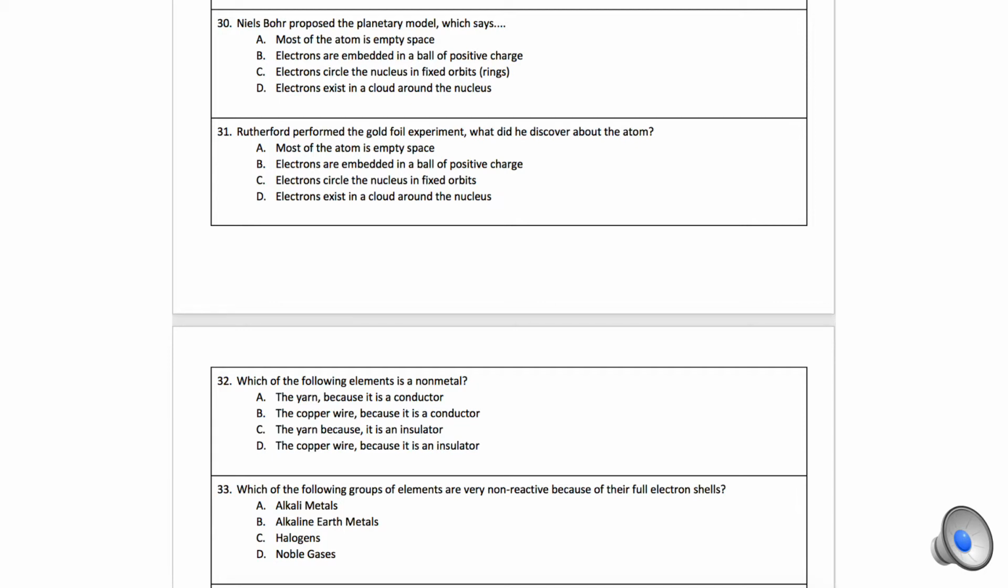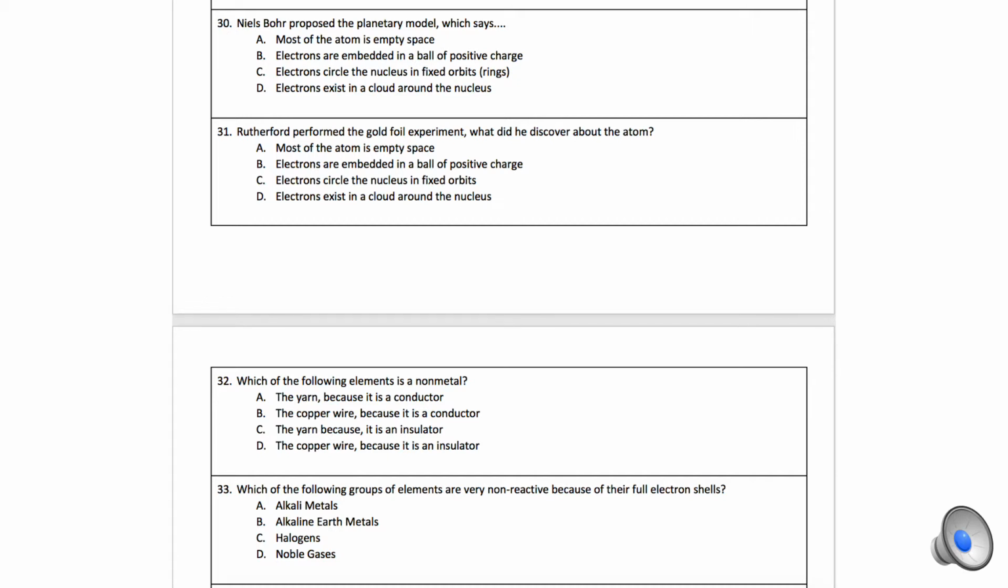Number 31. Rutherford performed the gold foil experiment. What did he discover about the atom? A, most of the atom is empty space. B, electrons are embedded in a ball of positive charge. C, electrons circle the nucleus in fixed orbits. Or D, electrons exist in a cloud around the nucleus.